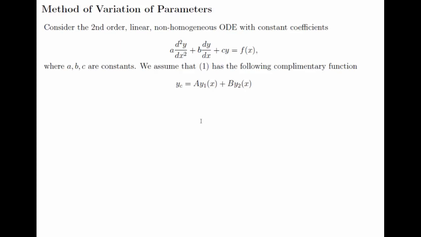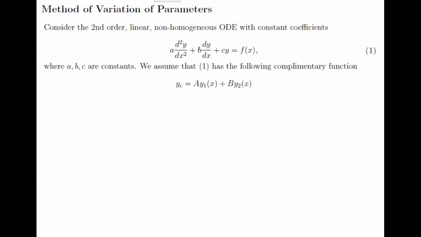We assume that this differential equation has the following complementary function. Yc is a y1(x) plus b y2(x). So we've done that before in the previous video, how to find the complementary function, which is by equating this equation to 0. I just labeled that 1 here, which I'd forgotten. So anyway, this is our complementary function.